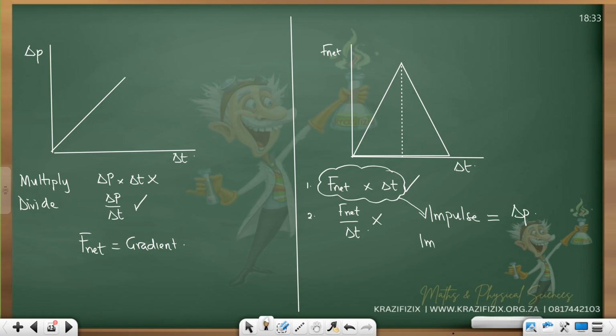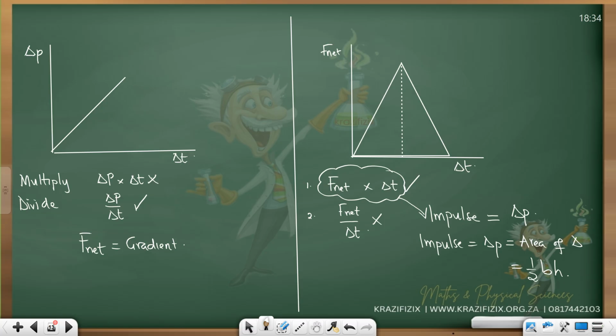So the examiner can ask you to find either change in momentum, and this time around it's going to be what? The area, because it's multiplication of the triangle. Half base times height. Thank you, Nomusa. Impulse. So the examiner can give you this graph and tell you to find change in momentum. You just quickly need to know that the magnitude of change in momentum is the same as the magnitude of impulse. So I do not need the mass and the velocity. I can use F net and time to calculate the change in momentum.